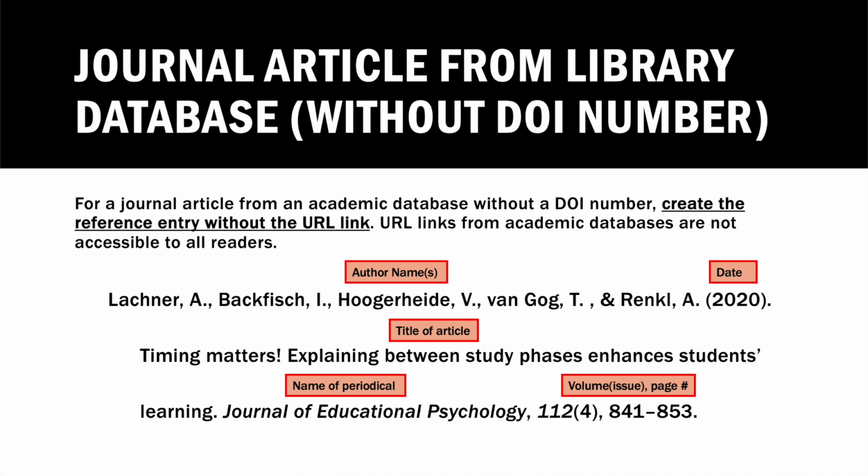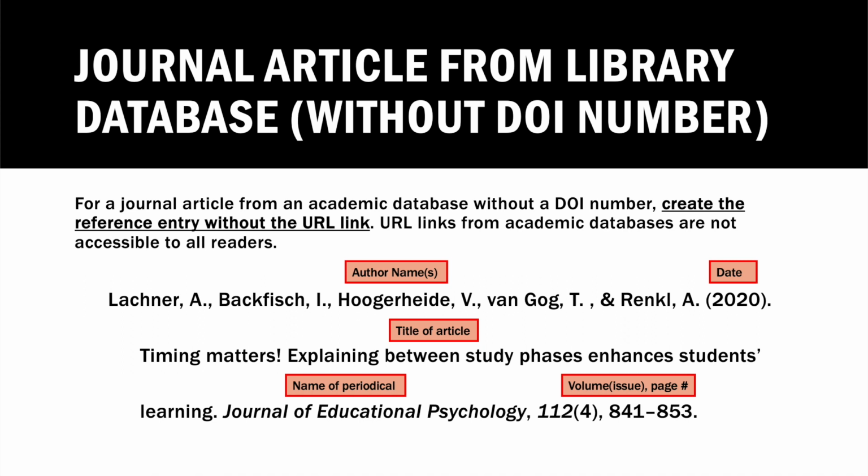Let's look at the example. We have the author's names listed. There are 1, 2, 3, 4, 5 authors, and in this instance, the author's last name comes first, followed by a comma, and then the first initial for each one of the authors. The authors' names are separated by commas as well.